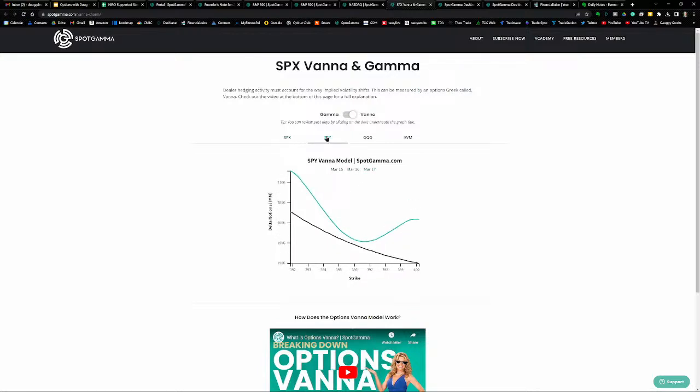Then here's SPY. This is for today. And that's a pretty significant change from yesterday to today. This black line shows how market makers' delta notional changes as time passes, and that is the charm effect, the change in delta as time passes. And then finally QQQ, notice very neutral today.